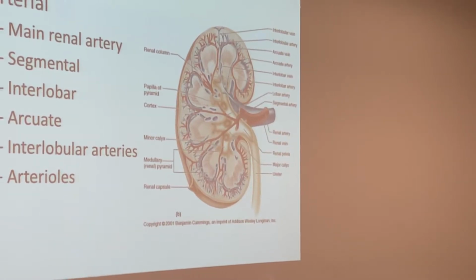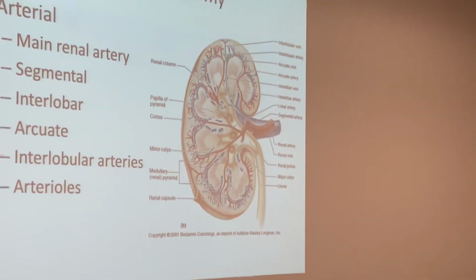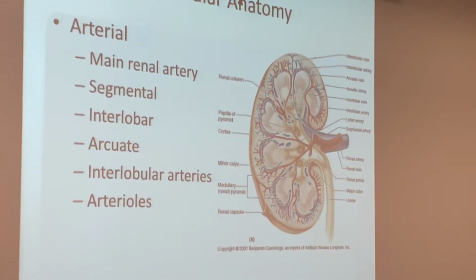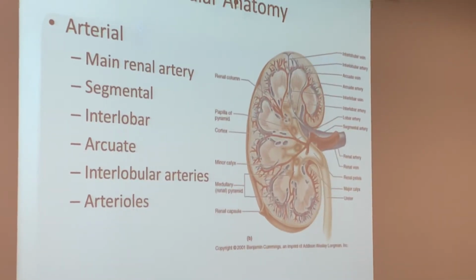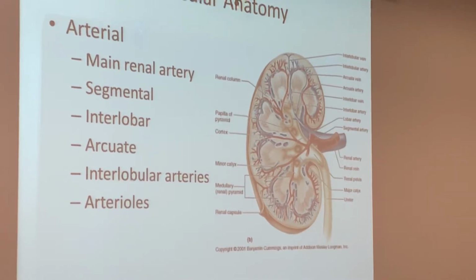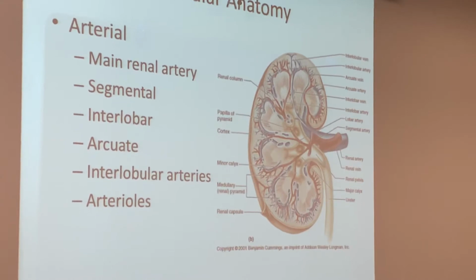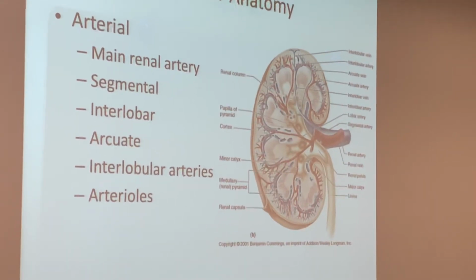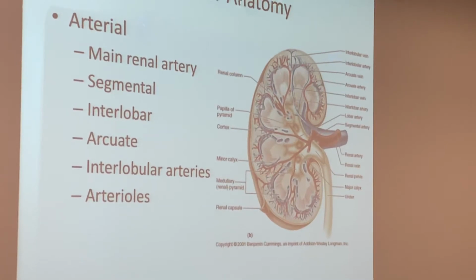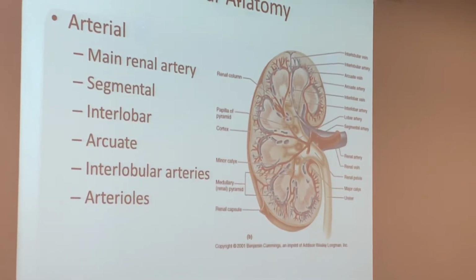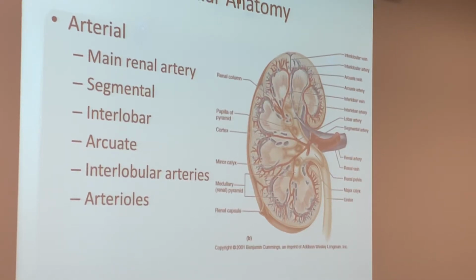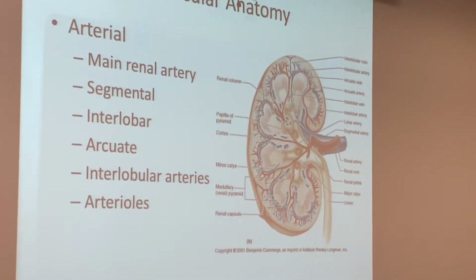Okay? What about the borders between pyramids and lobes? The arcuates. Oh, there's none. There's no borders. The veins and arteries are the borders. The vein and arteries make the arcuate. No, the arteries make the arcuate.